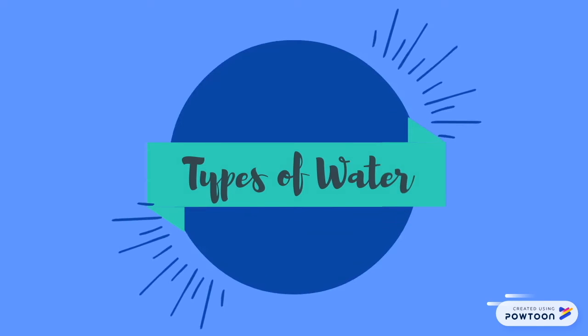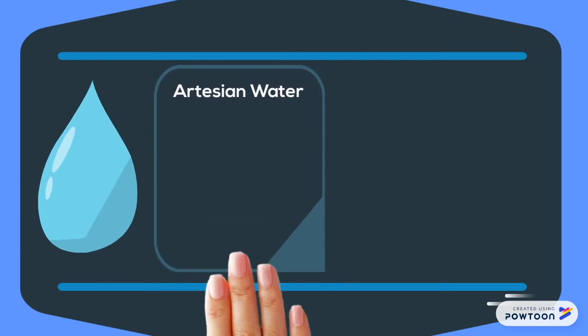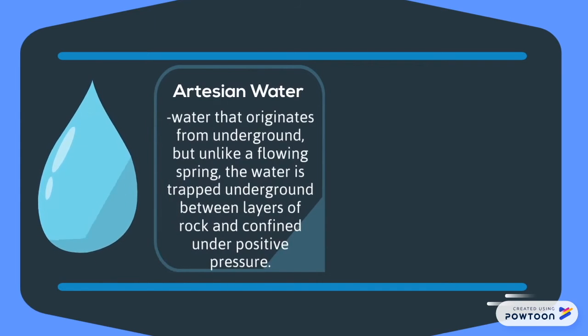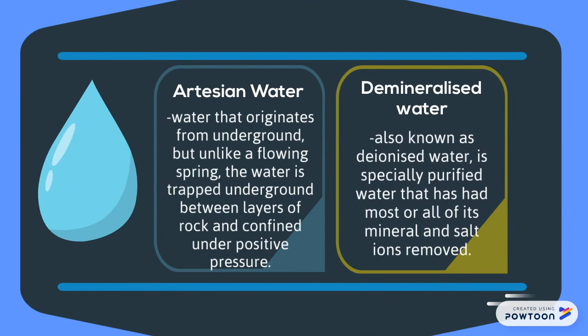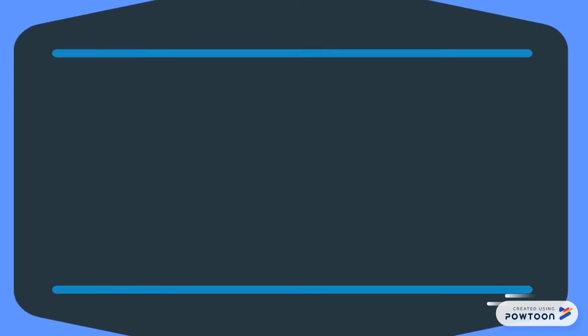Types of water. Artesian water. It is water that originates from underground, but unlike a flowing spring, the water is trapped underground between layers of rock and confined under a positive pressure. While the mineralized water, also known as ionized water, is specially purified water that has had most or all of its mineral and salt ions.